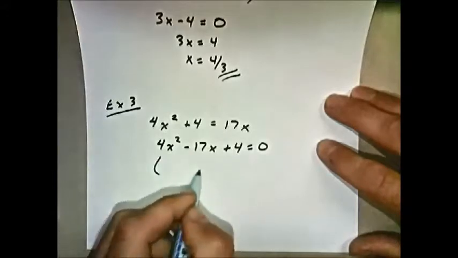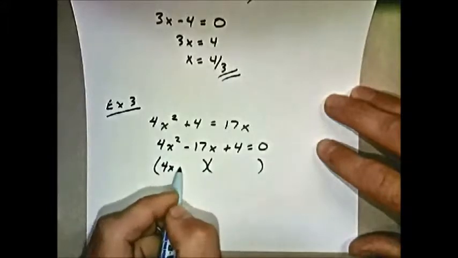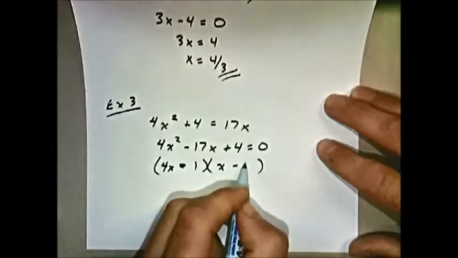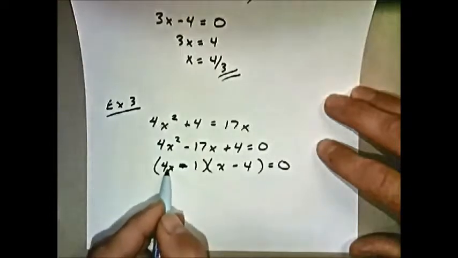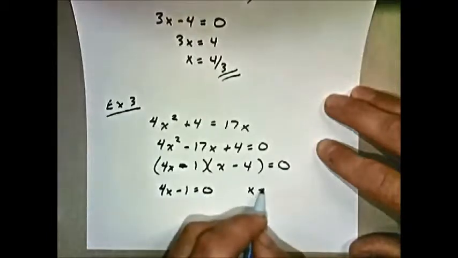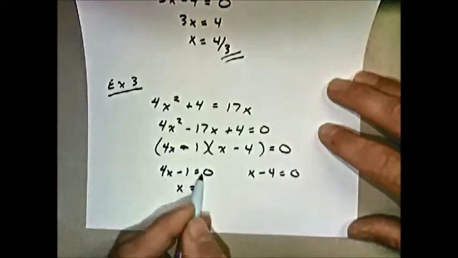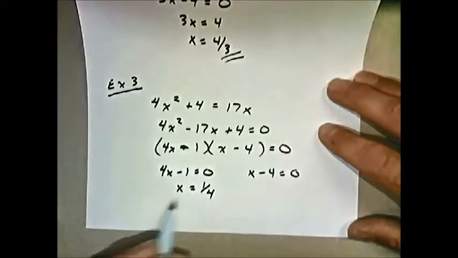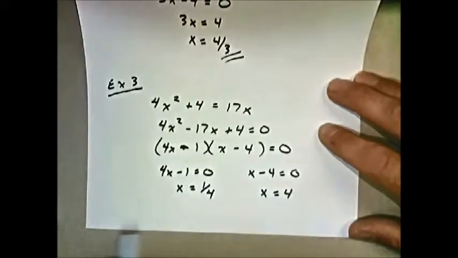Now we're going to factor. Factoring, we get 4x minus 1 and x minus 4 equal to 0. We're going to take each of these factors, set them equal to 0, and solve for x. So in this case, we're going to add 1, divide by 4, so we get x equals 1/4. Here, we're going to add 4, so we get x equal to 4. And there's our two answers.